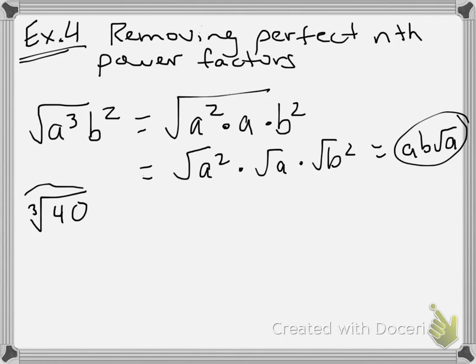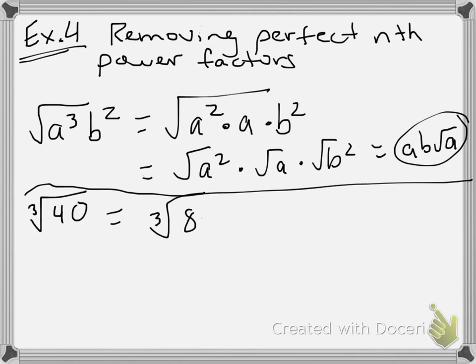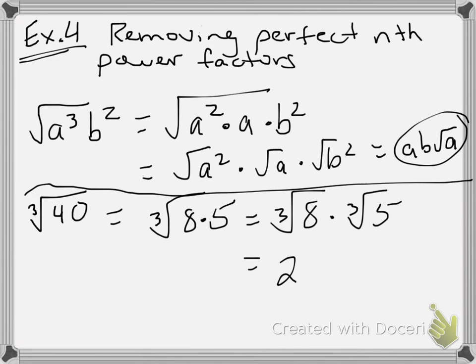If we look at the next one, the cube root of 40. So let's think of a perfect cube that goes into 40. We know 8's a perfect cube. 8 goes into 40 five times, so we're allowed to rewrite this as the cube root of 8 times 5, or the cube root of 8 times the cube root of 5. We know the cube root of 8 is 2, so we can write this as 2 cube roots of 5.